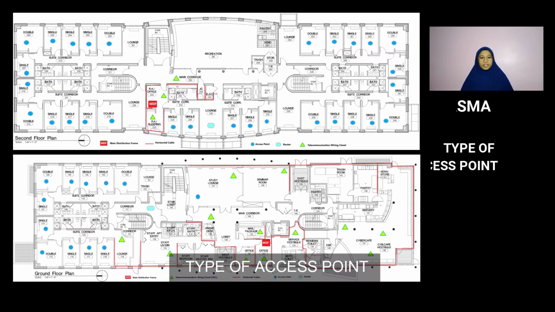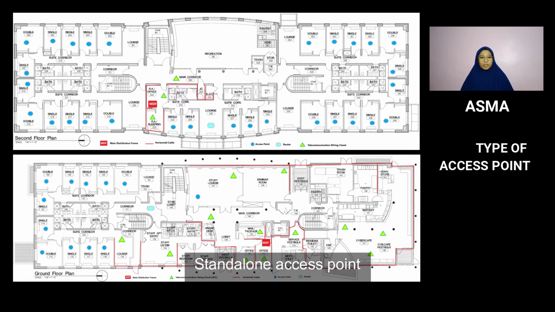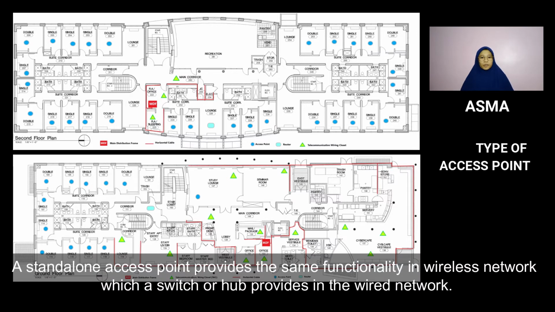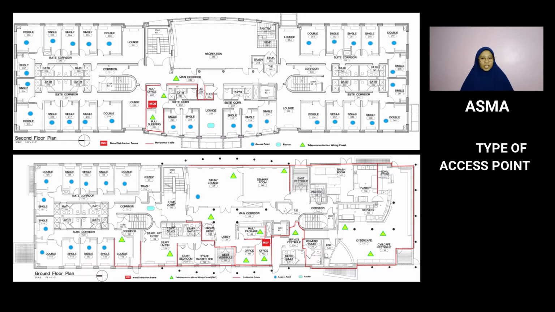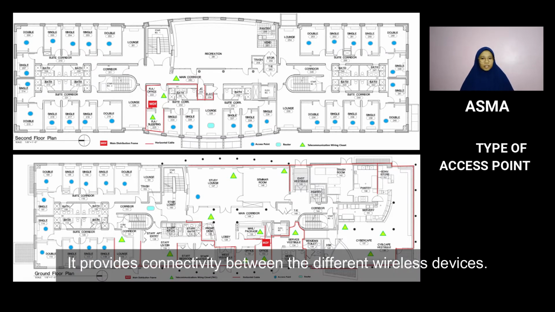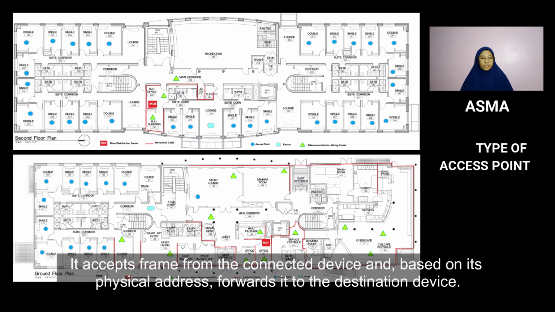Type of access point. Standalone access point. A standalone access point provides the same functionalities in a wireless network which a switch or hub provides in a wired network. It provides connectivity between the different wireless devices.